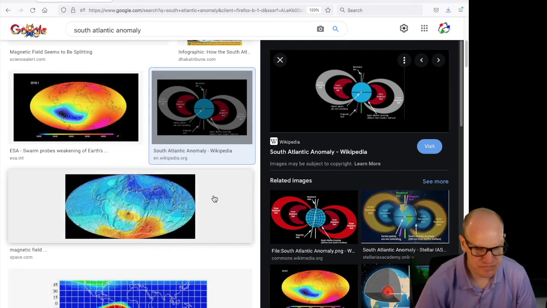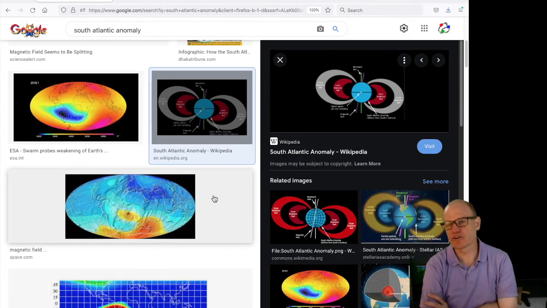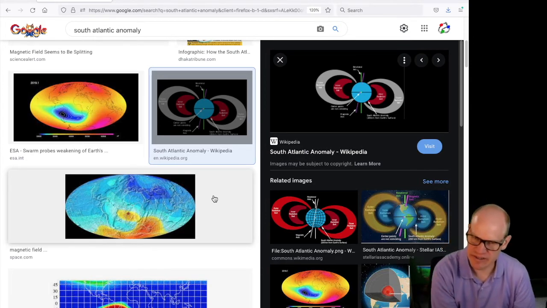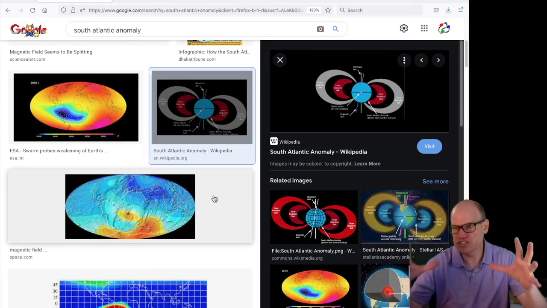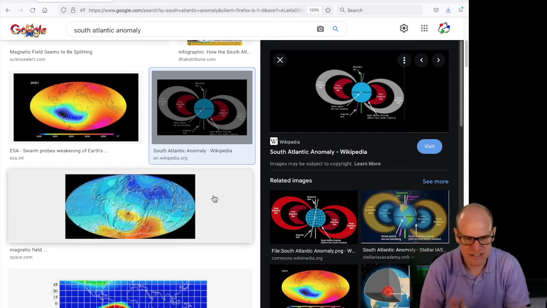Okay, let's see. I want to make sure I answer any questions that come up. Does space have its own magnetic field? So the Earth has its own magnetic field, the Sun has its own magnetic field, the solar system has the sum of the magnetic fields of all the component planets.